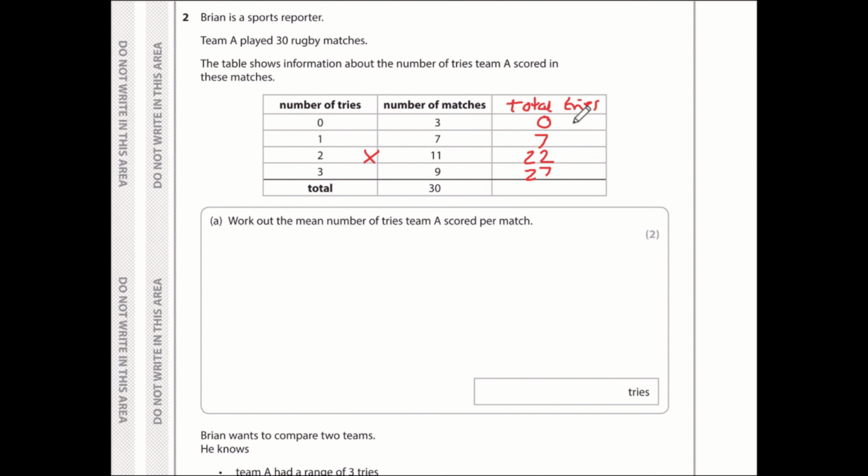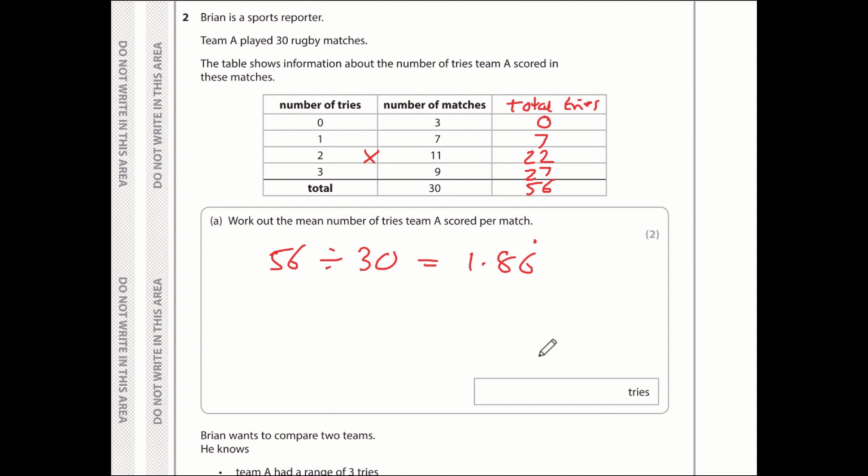How many tries did he score in total? Well, that's 7 plus 22 plus 27, which is 56. So the mean number of tries he scored is the total number of tries, which is 56, divided by the number of matches he played in, which is 30, and that is 1.86 recurring.